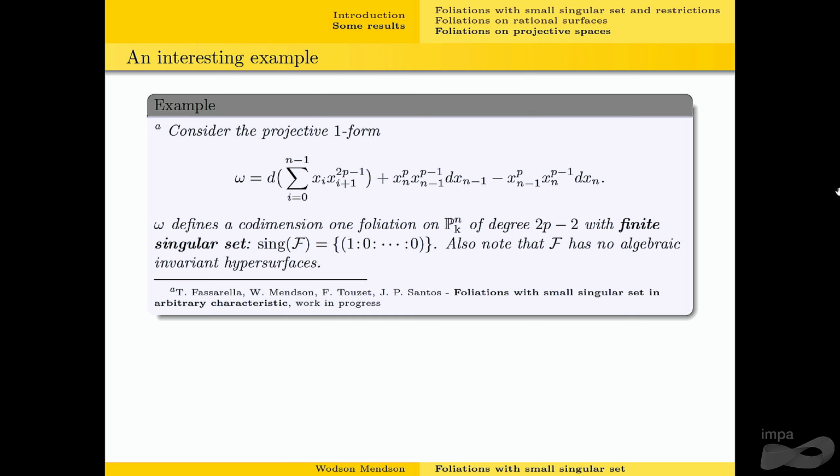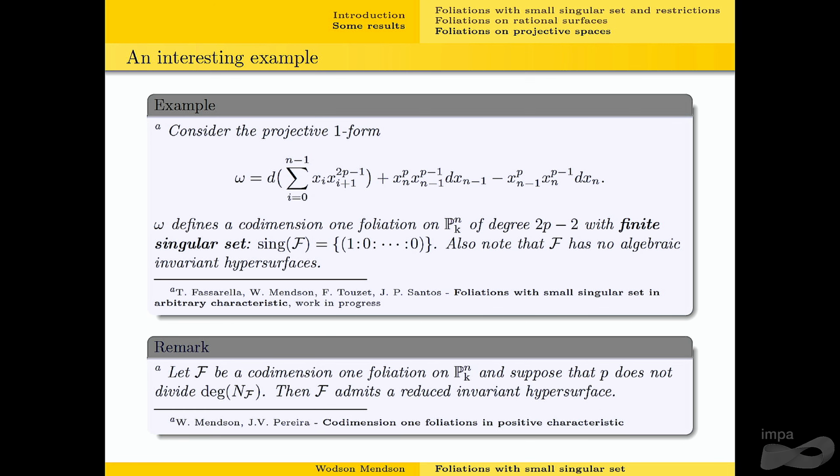So I will finish by presenting an interesting example. This is a codimension 1 foliation in P3, in Pn, that has degree 2p minus 2, that has finite singular set, but we can show that it has no algebraic invariant hypersurface. This is a curious example because, if you assume that p does not divide the degree of the normal bundle, then F admits at least one reduced invariant hypersurface. So I'll stop here.